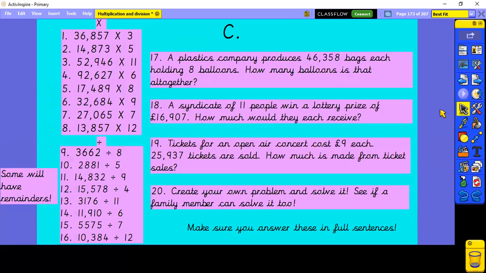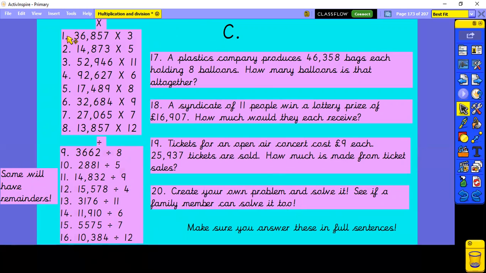Okay, and for the rest of you that want to do step C, here are the questions. So we have multiplication questions, division questions, 3 problem solving questions, and 1 where you create your own problem. So the division answers will have some remainders. So if you get remainders, you're doing it right.